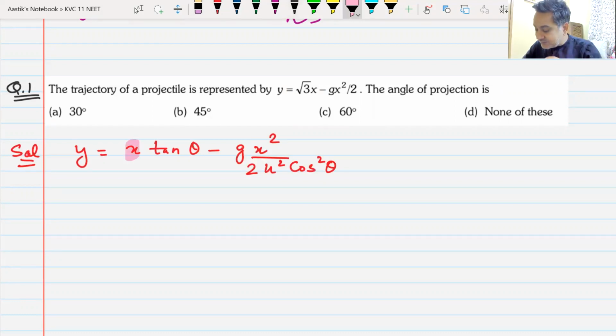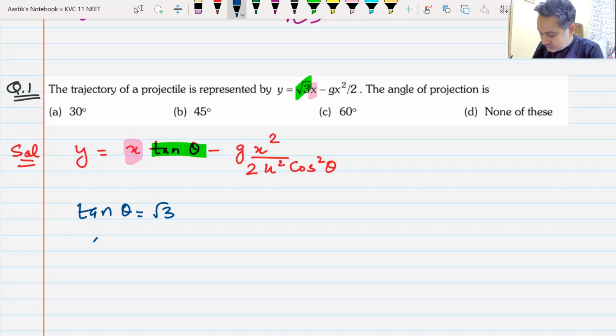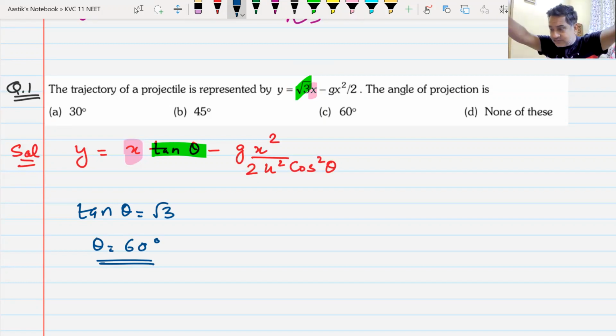Whatever is there with x, you can see x. Whatever is there with x, that should be equal to tan theta. Yes or no? That's it, my dear friends. So my tan theta becomes root 3. My theta becomes tan inverse of root 3. That is basically, we have to find the angle whose tan is √3, which is 60 degrees. Do we understand this? Yes or no? Everyone got this?